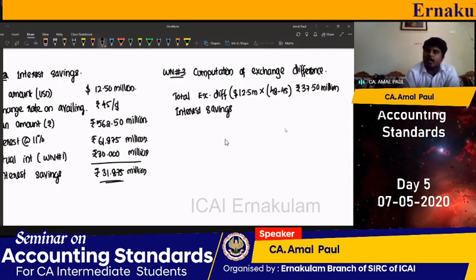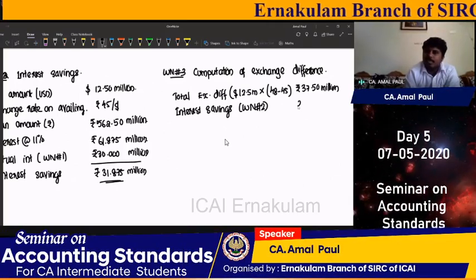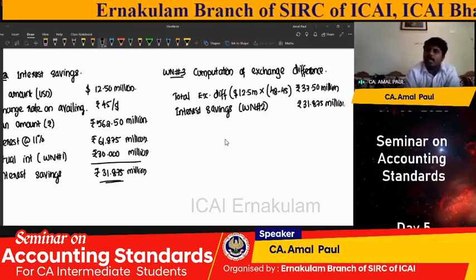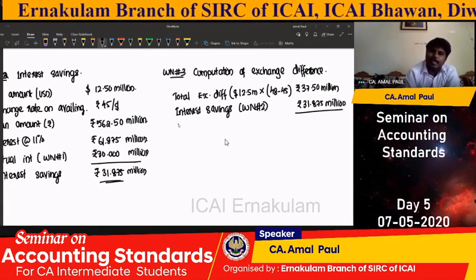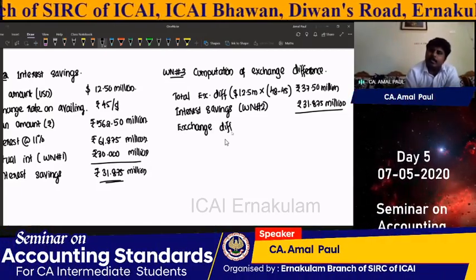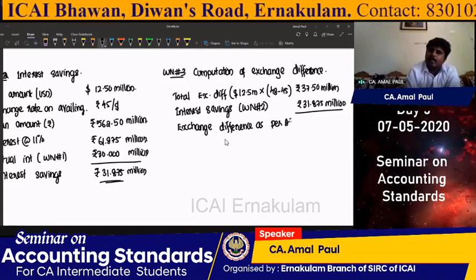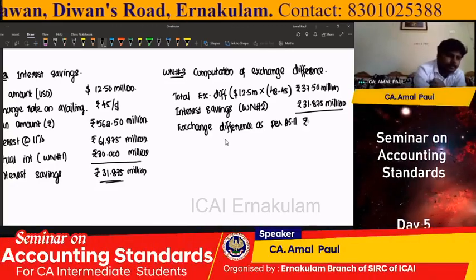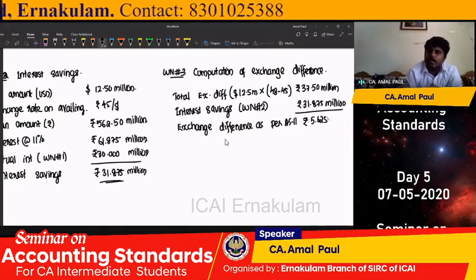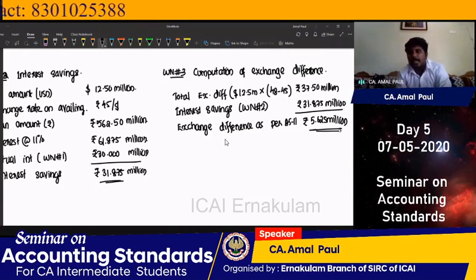This is your total exchange difference, out of which, to the extent of interest savings, we will consider it as part of borrowing cost. That is, there is working note number 2. So that is rupees 31.875 million. So the balance only we will consider as exchange difference as per AS 11. Exchange difference as per AS 11 will be rupees 5.625 million.